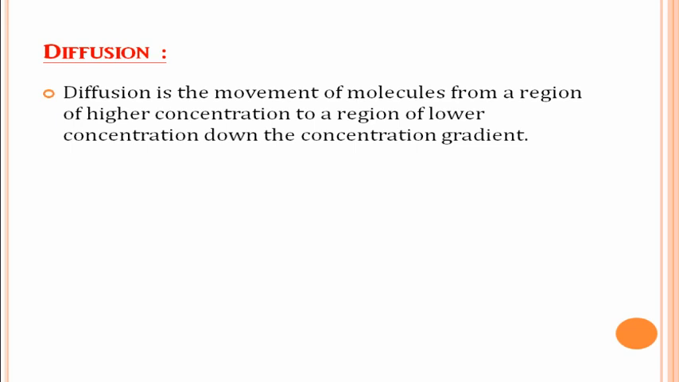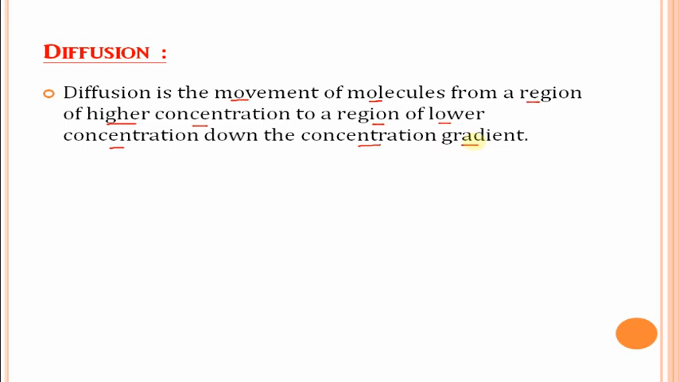So now we will move on to the basic topics that we will be seeing in this chapter. The first one is diffusion. What do we know about diffusion? Let's see. As you can read here, diffusion is the movement of molecules from a region of higher concentration to a region of lower concentration, down the concentration gradient.